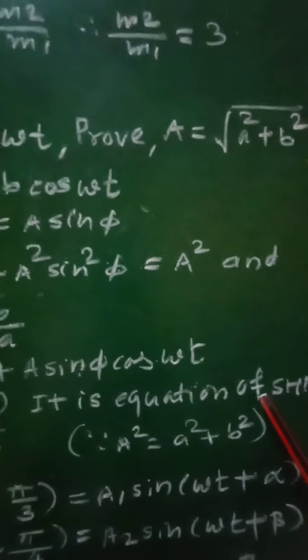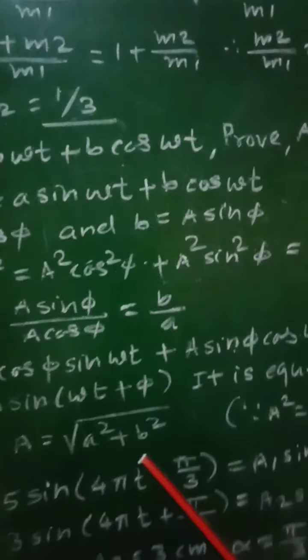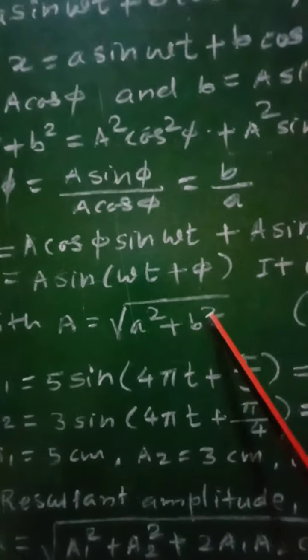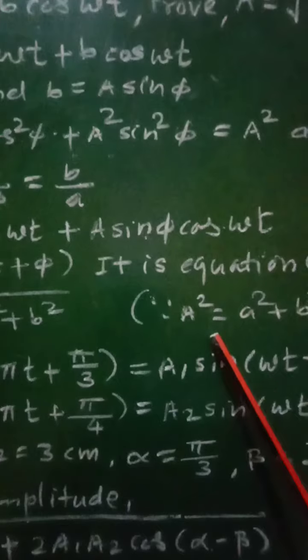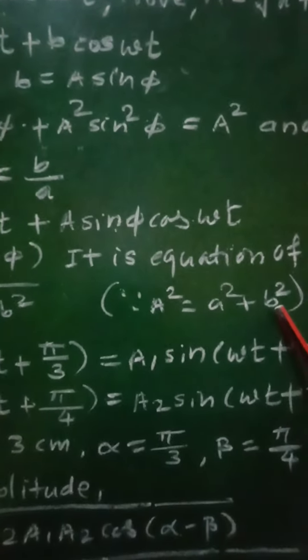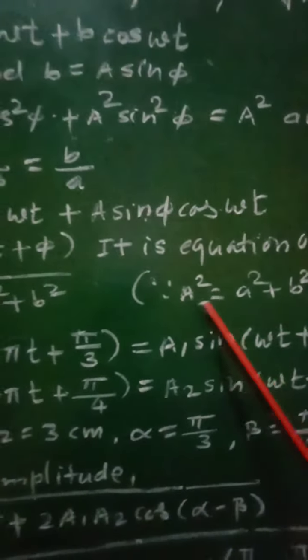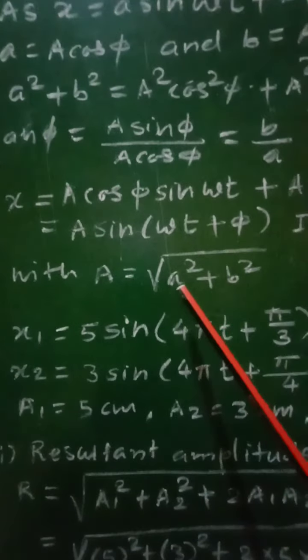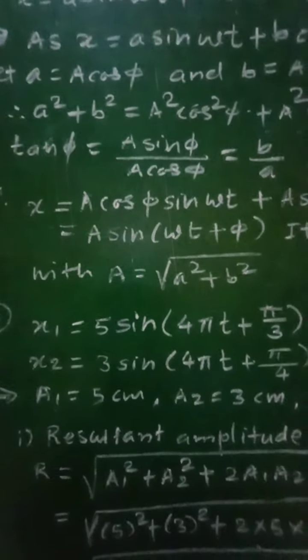It is the equation of linear SHM with amplitude a = √(A² + B²). Since a² is equal to A² + B², therefore a will be equal to the square root of A² + B².